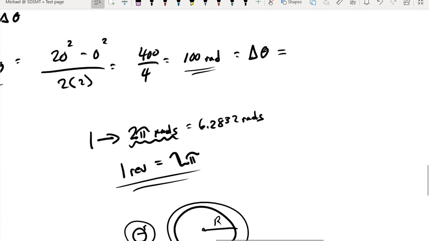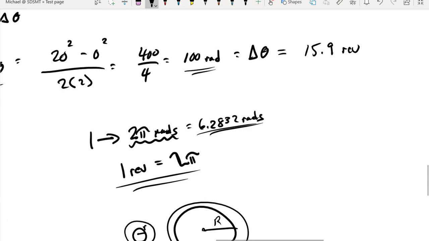So how many complete revolutions could we get out of this circle if 1 revolution is 6.283 radians? Well, we'll take the 100 radians that we had for our answer, and we will divide that by the 6.283, and we get just a little bit under 15.9, or excuse me, just a little under 16 revolutions. So almost 16 complete spins of the wheel.